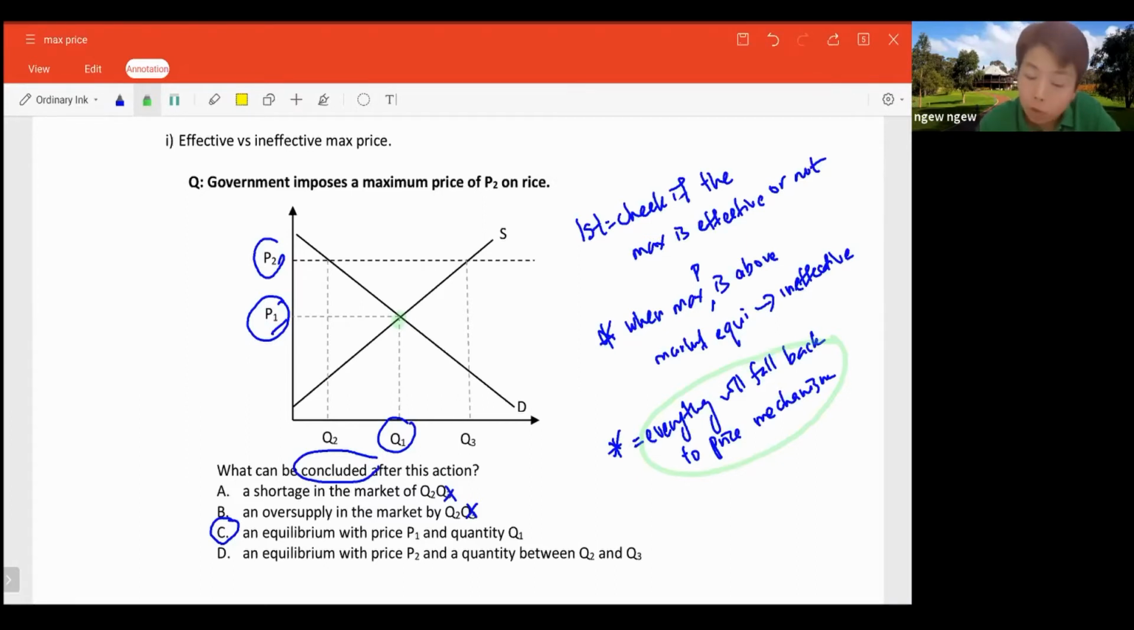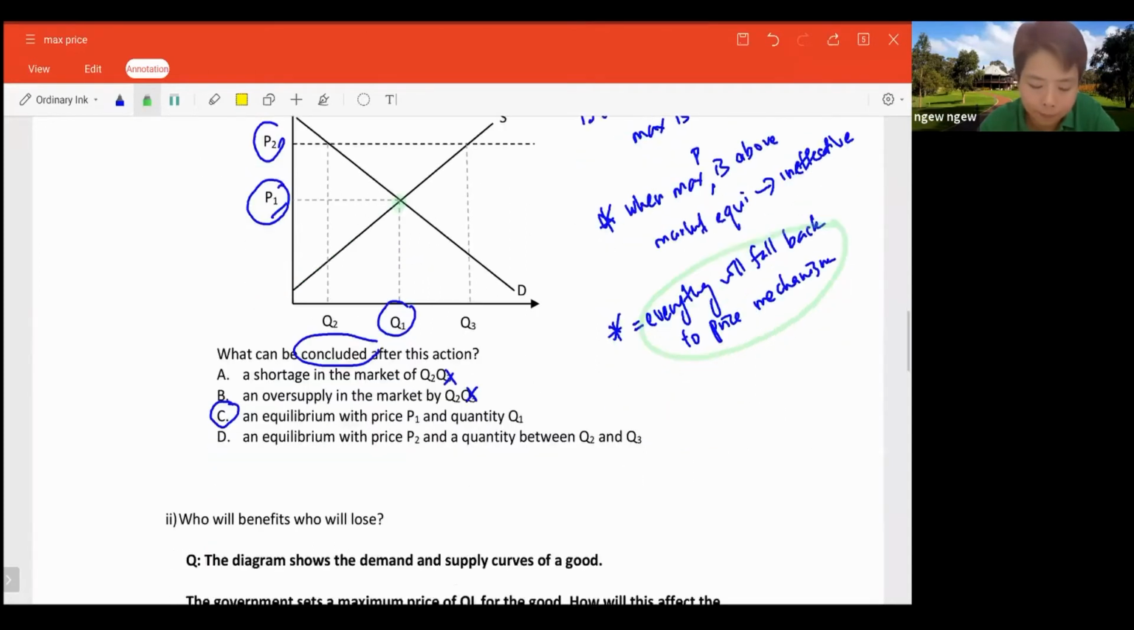And if you look at D, an equilibrium with P2 and quantity between Q2 and Q3, no way, guys. When equilibrium is reached, you will have only one quantity. It's not a range of quantity, right? So moving on, let's look at the second trick.